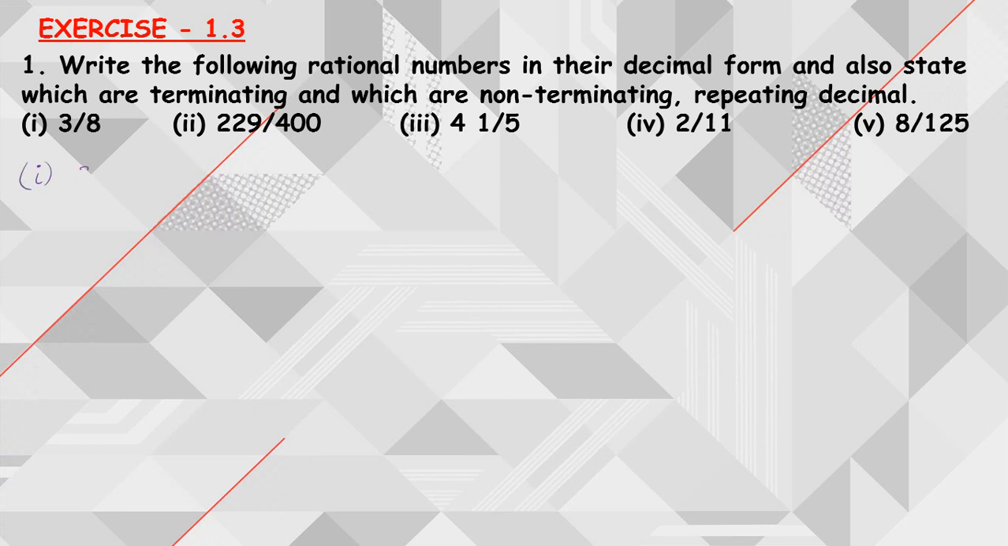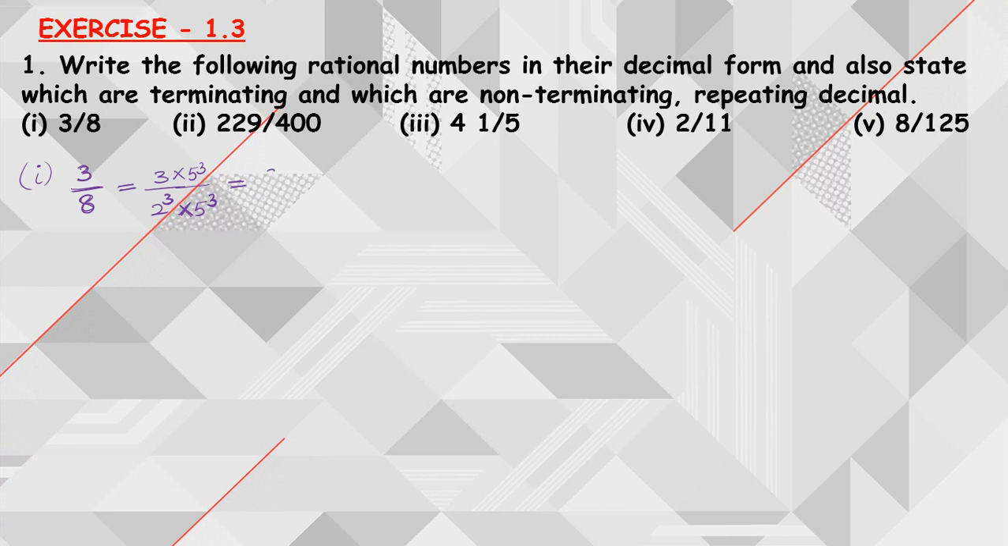Question number 1 is 3 by 8. Now if you observe the denominator, 8 I can write as 2 power 3. So we are having 2 power 3 here. What I am going to do is multiply with 5 cube and divide with 5 cube. Then I am going to have 3 into 5 cube by 2 cube into 5 cube.